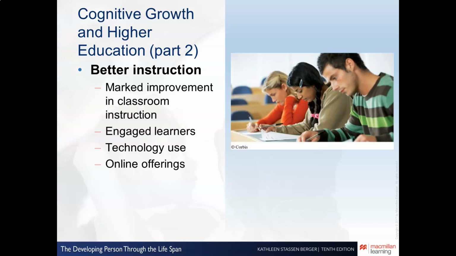Also, looking at this slide, they mention that better instruction is usually characterized by things like better classroom instruction, engaging learners more, more effective use of current, advanced technology, as well as offering online options. All those lead to better instruction and hopefully more cognitive growth.